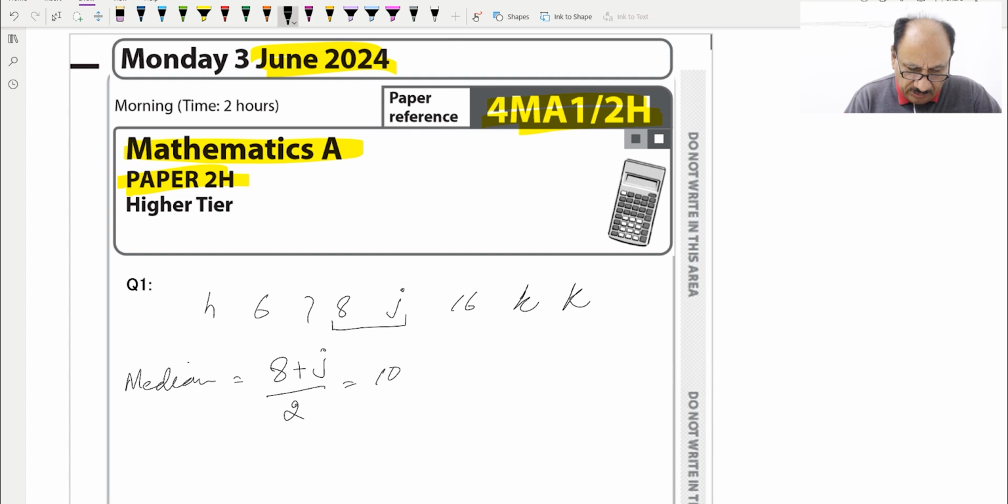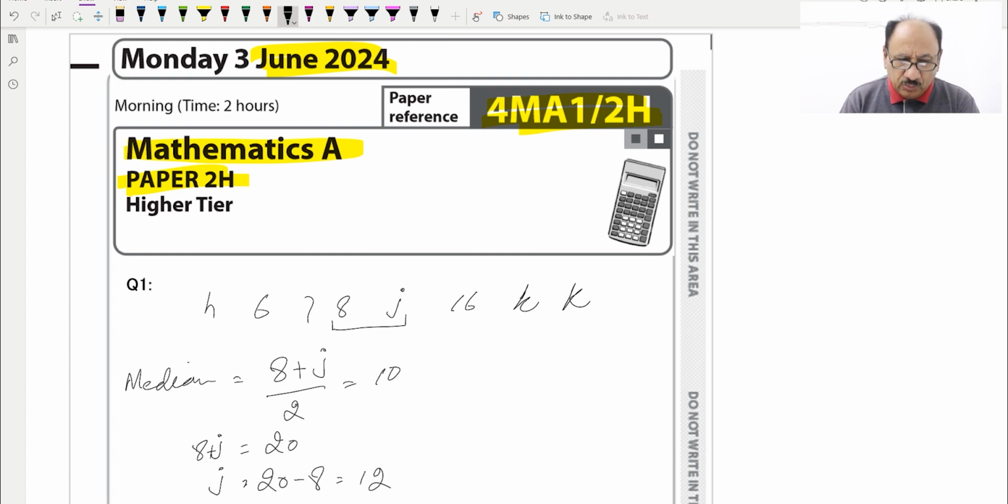So this will be 8 plus J will be equal to 20. This is basically not 8J, but 8 plus J. So J will be 20 minus 8, which is equal to 12. So the J value is equal to 12, which we found.